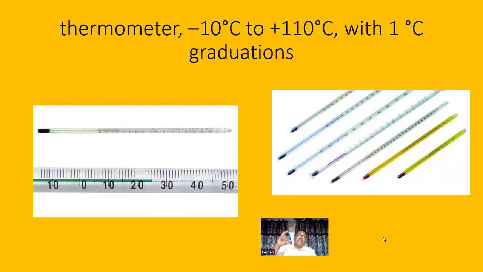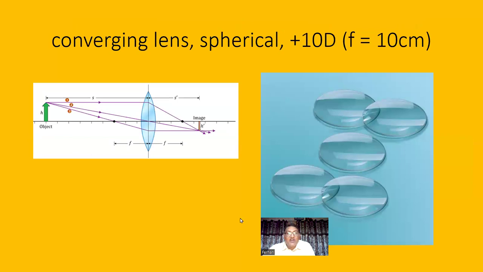They are used in the experiments of the heat. Okay. Then, from there you measure the temperature. So whenever you measure the temperature, you see your line of sight must be perpendicular to the scale to avoid the parallax error. Okay, then we have the convex lenses.